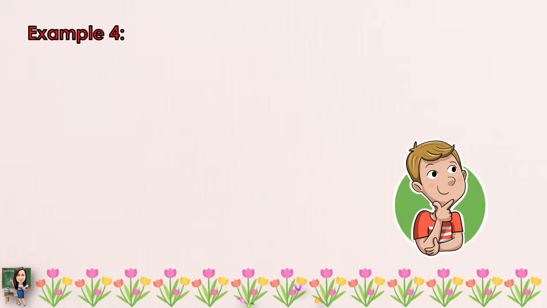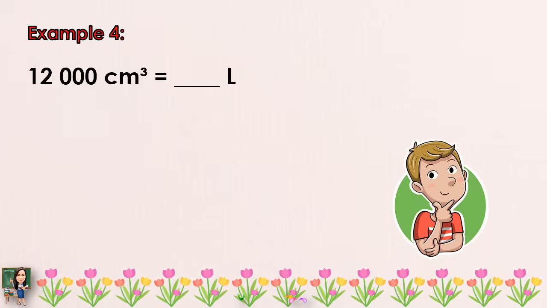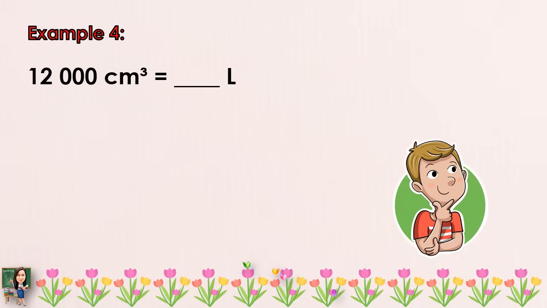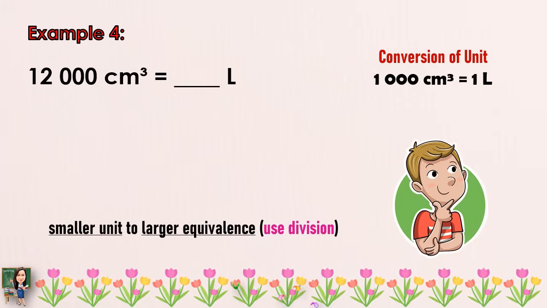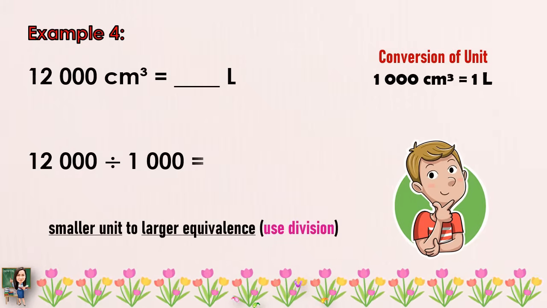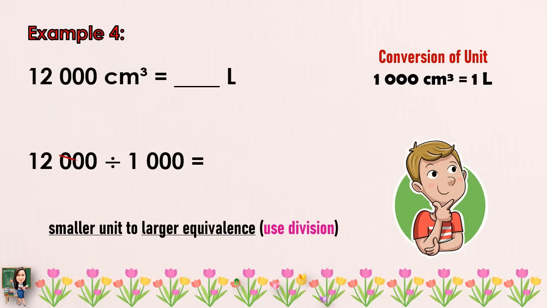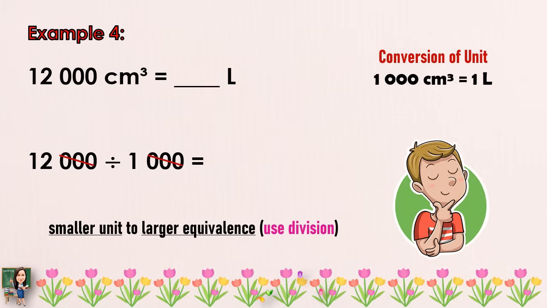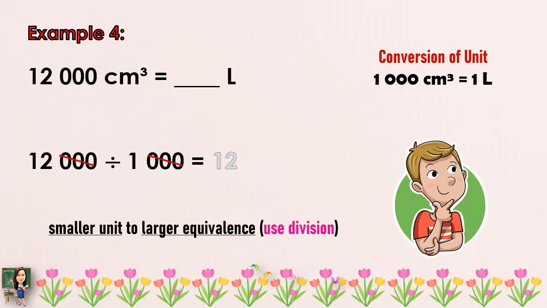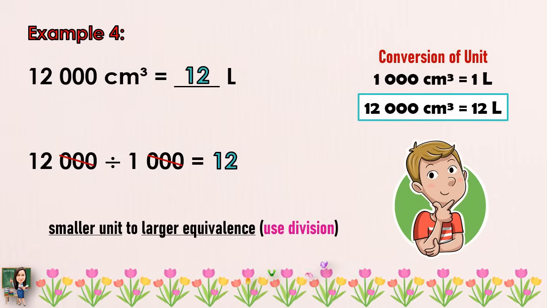Example number 4. 12,000 cubic centimeters is equivalent to how many liters? For every 1,000 cubic centimeters, there is 1 liter. To convert smaller unit to larger equivalents, use division. So 12,000 divided by 1,000, first, use the cancellation method. Cancel the zeros. So 12 divided by 1 equals 12. So 12,000 cubic centimeters is equivalent to 12 liters.